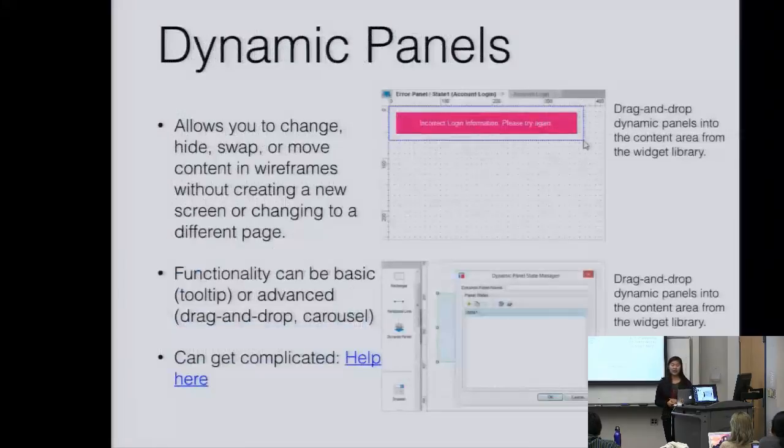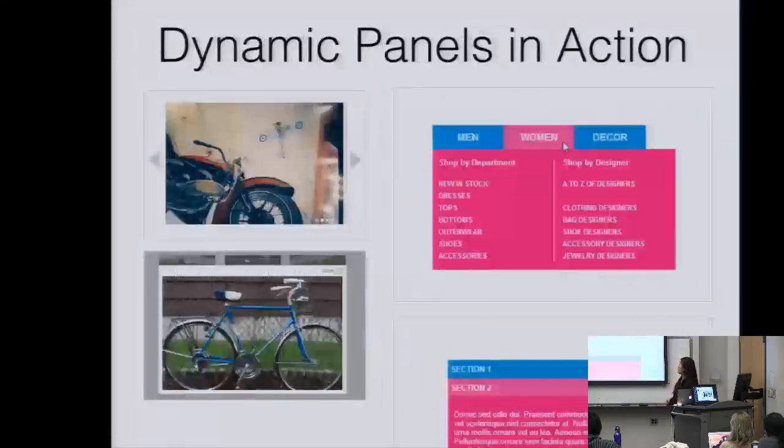Dynamic panels, I explained a little bit earlier, and a good way to show you is see here, like if you have men, women, and decor as tabs, you can create a dynamic panel template for each one so that you don't have to go through and place all of these objects. Same with here, like if you have sort of an accordion type of layout.